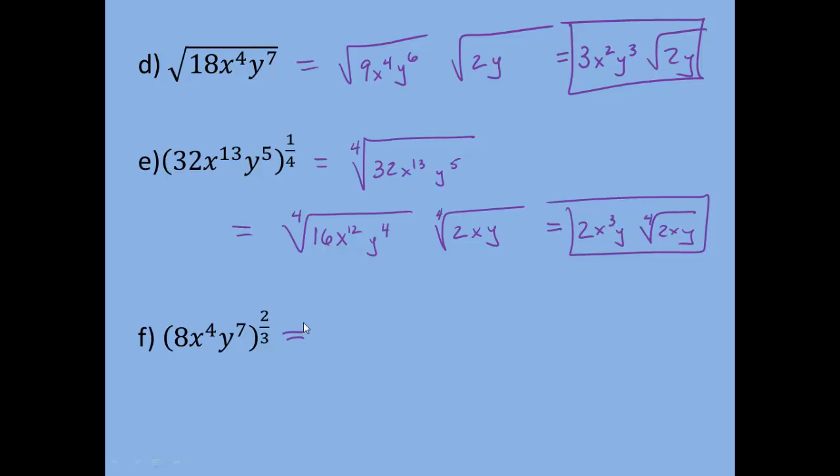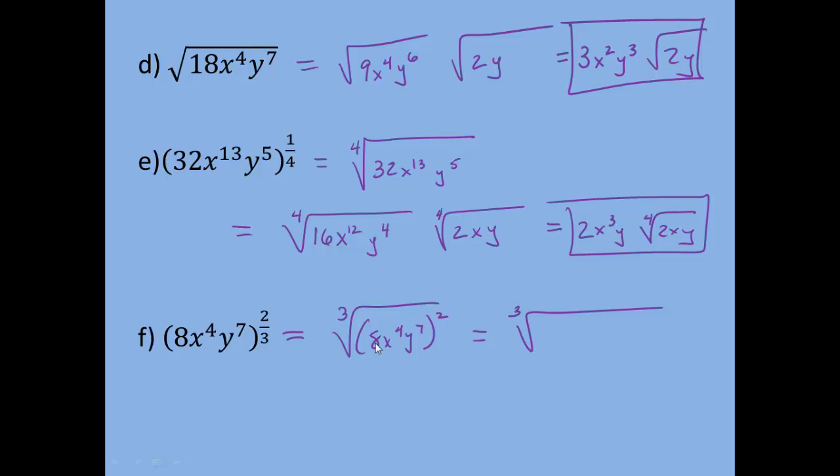And we'll do this one here last. So we've got 8x to the 4th, y to the 7th raised to the 2/3 power. Remember what this means. The number on the bottom means the root, so we know we're going to take the cube root. The number on top means the power. It means what to raise it to. So I'm really going to have 8x to the 4th, y to the 7th raised to the 2nd power. And I'm going to take care of raising the inside to the 2nd power first before I deal with the root.